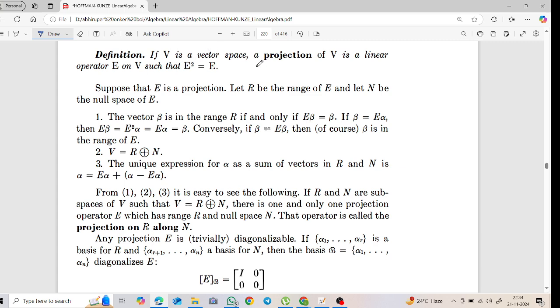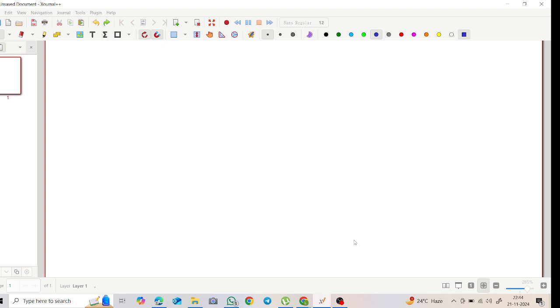Let V be a vector space. A projection of V is a linear operator E on V such that E squared is E. In general, suppose there is a continuous map from X to A, where A is a subset of X. When we think about a projection, what we mean is that if f composed with f is f. This is the basic definition of a projection.